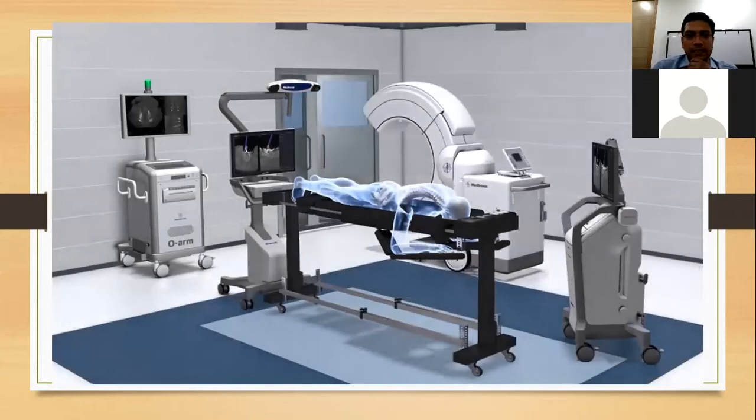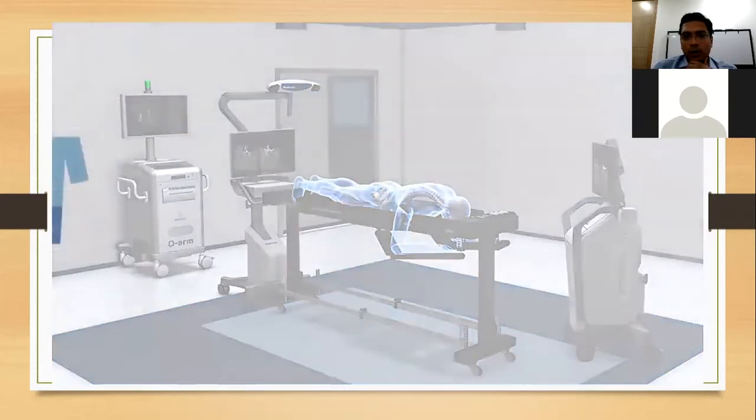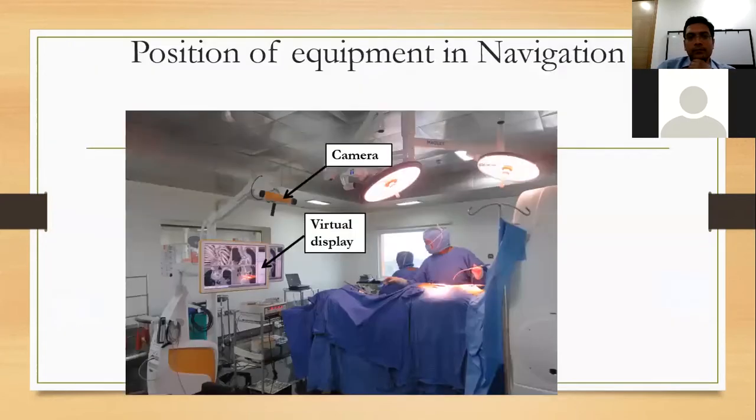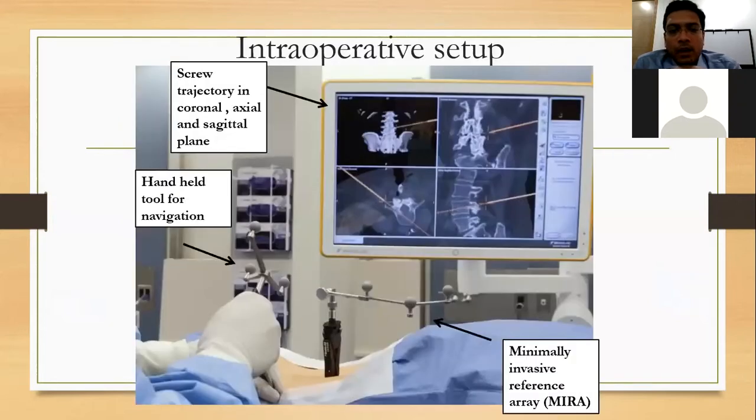So for this, basically, there are a few setup requirements that have to be met. So you have to have an optical camera which is able to pick up the light emitting diode or the gluons which are placed on the reference array and all your instruments. You obviously have a virtual screen which helps you see how is the trajectory of the screws and the implants that are being placed.